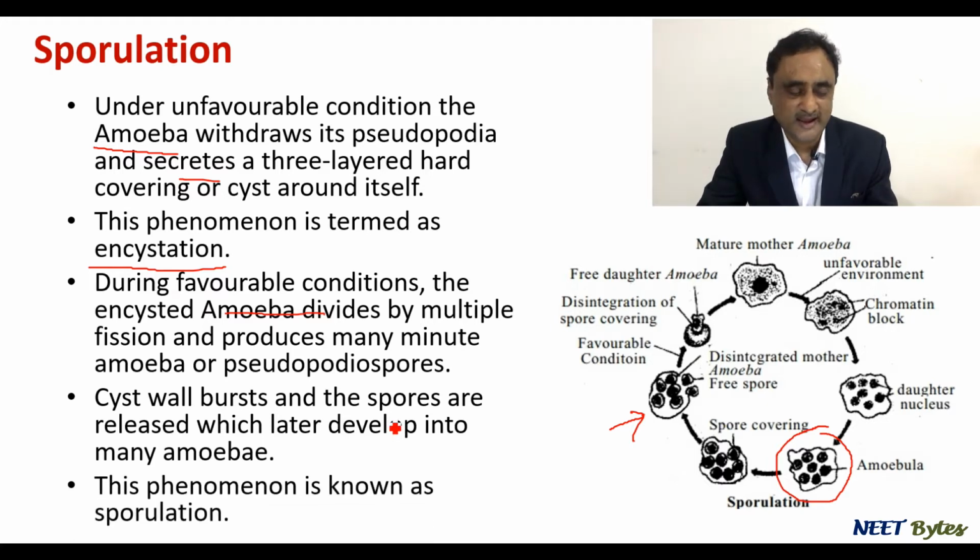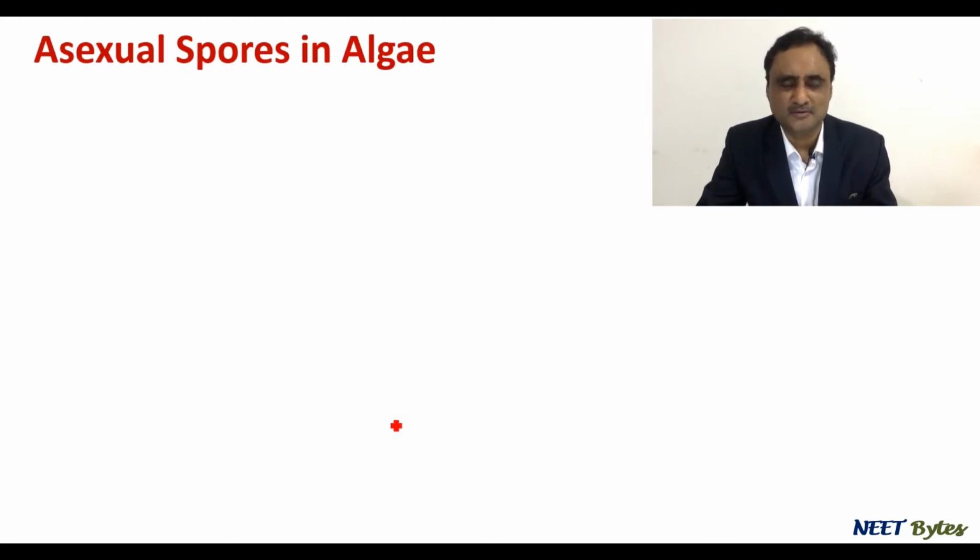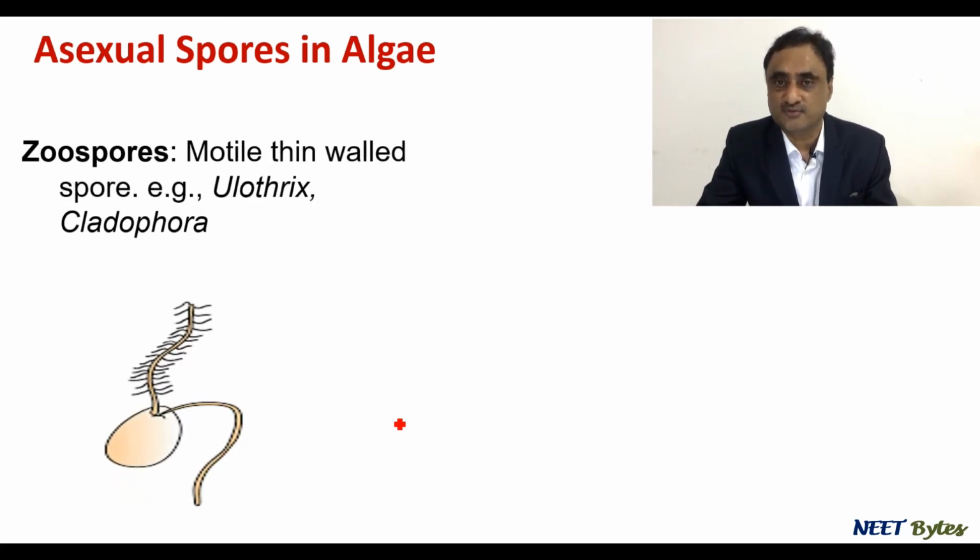Okay, and this entire phenomenon is called sporulation. That is also one of the asexual processes through which reproduction happens. Okay, right. Let's talk about some of the asexual spores in the case of algae.